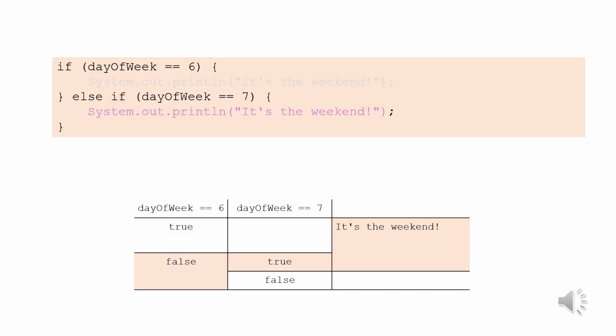However, when the if condition is false, then the program proceeds to the next branch, and it's an else if. It checks the condition of the else if, whether day of week is equal to 7 or not. When this condition turns to true, the program prints it's the weekend. And finally, when both the if and else if conditions evaluate to false, the program skips the body of them and then does nothing.